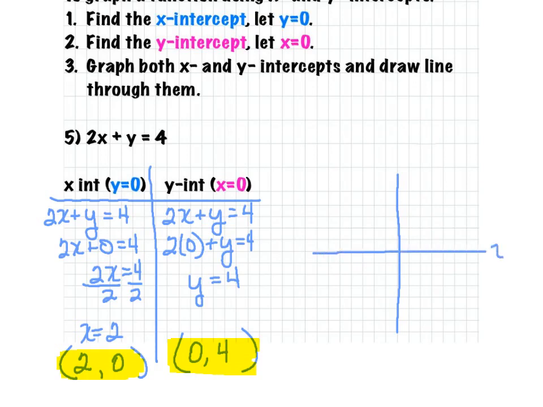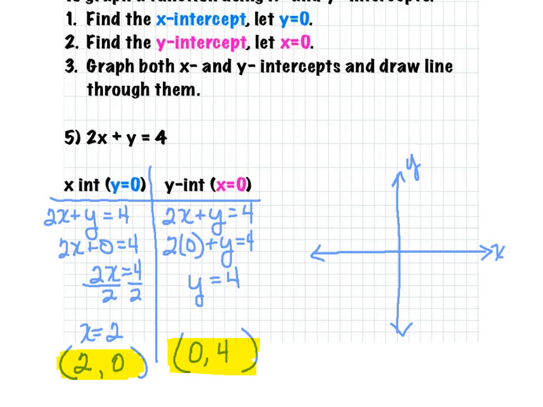Please always label your x-axis and your y-axis. I can't do it on the iPad, but you need to always use a straight edge to draw your graphs. Your graphs need to be precise, they need to be neat. You need to be using the grid on your graph paper.